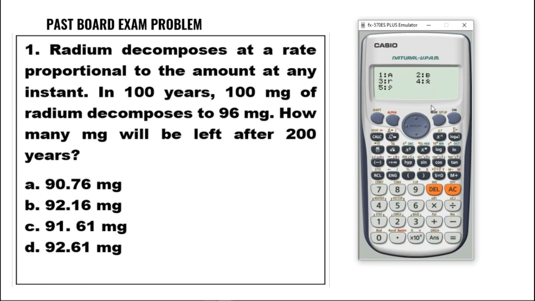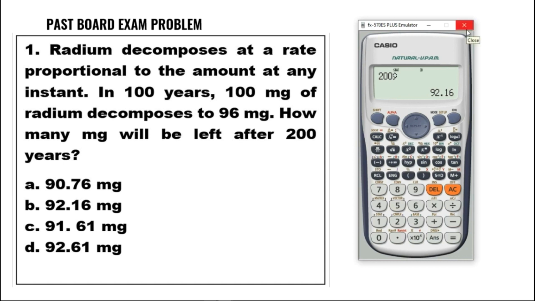So, hinahanap natin dito, guys, is how many milligrams. Therefore, the amount of the substance. So, Y yun, guys. So, 5. Now, sa katabi niya, input natin yung time kung saan natin hinahanap yung amount of that substance. So, that is 200 years. So, equals. So here guys, after 200 years, the amount of the substance present is 92.16 milligrams. So that's how you solve differential equation application in the simplest approach using your calculator. So applicable guys sa board examination when you're using this kind of calculator. So Casio 570 ES Plus or 911 ES Plus.